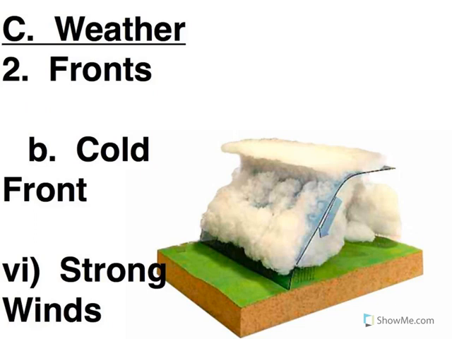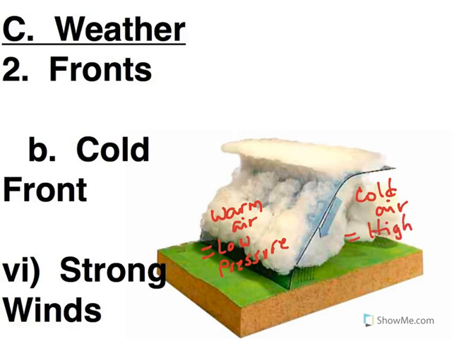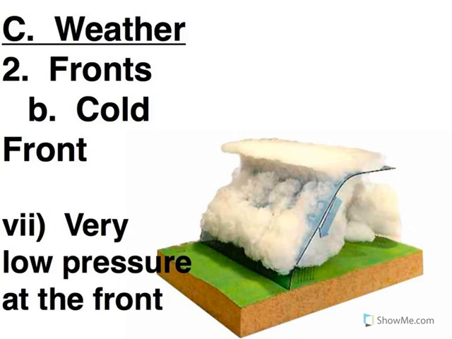Typically, you also get strong winds because when you have warm air, you've got low pressure. And where you have cold air, you have high pressure. And of course, wind always flows from high to low pressure. So you're going to have very strong winds going across that front. And you're especially going to feel it as you're right smack in the middle of the front, right at this frontal boundary, right here.